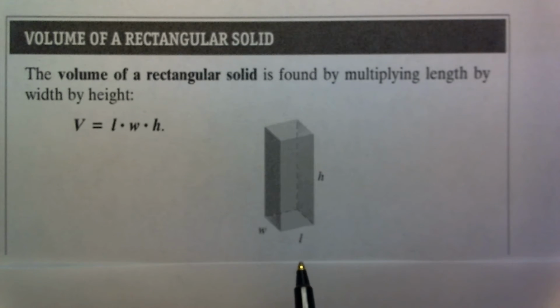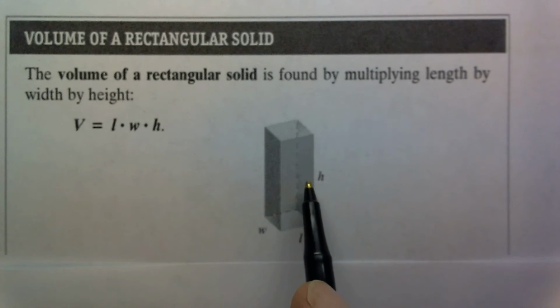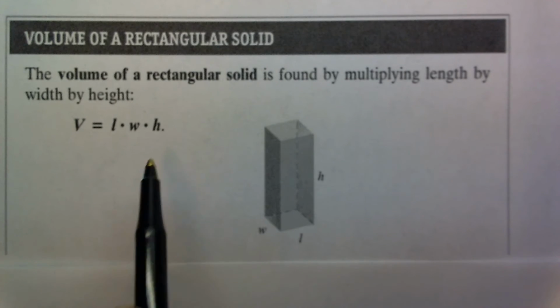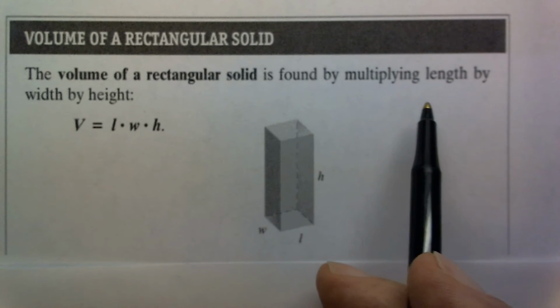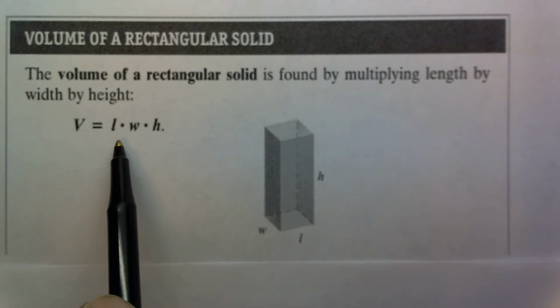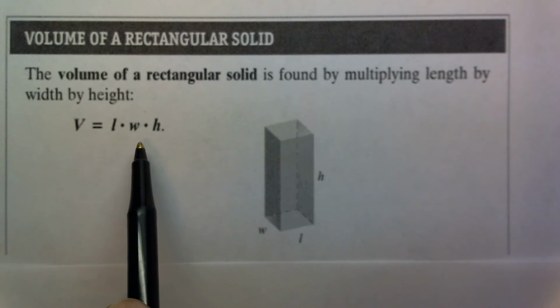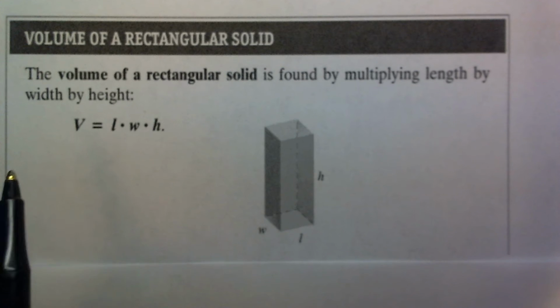Given the rectangular solid with length, width, and height, the volume of a rectangular solid is found by multiplying the length times the width times the height, L times W times H. It's a very simple formula.